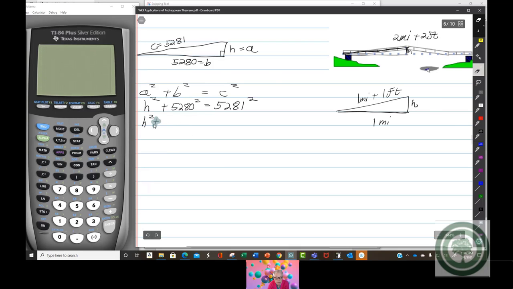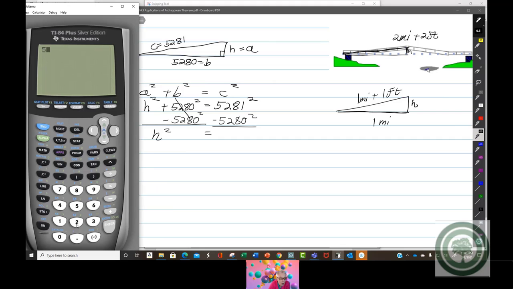Before we do this, just to make life a little less painful, why don't we subtract 5,280 squared from both sides? Which of course will zero out over here and we'll be left with H squared. And over here, letting the calculator do the walking, we'll have a smaller answer. But it's not all that small, is it?